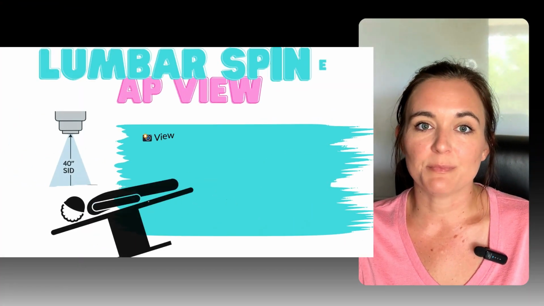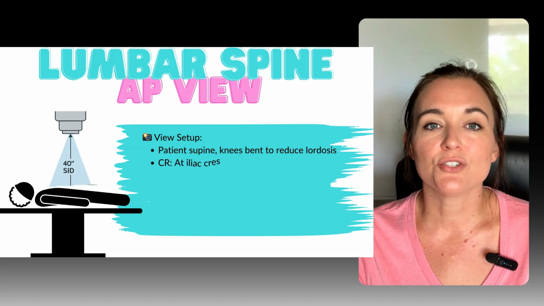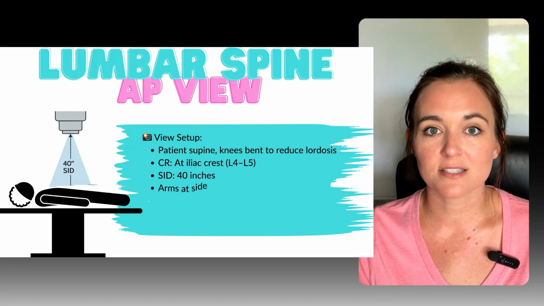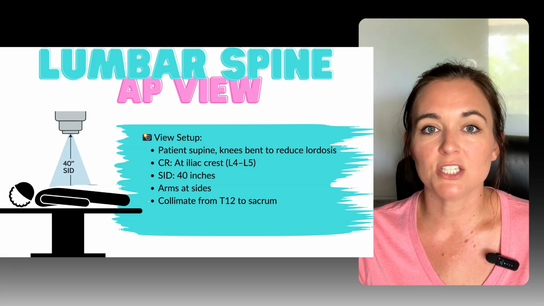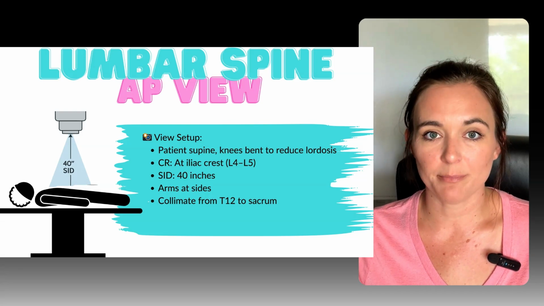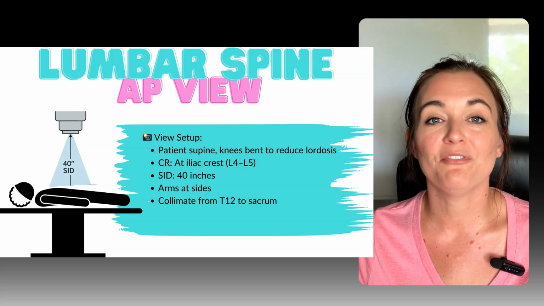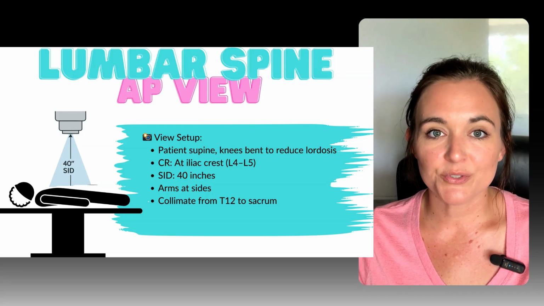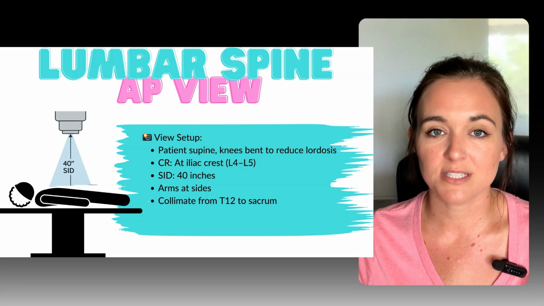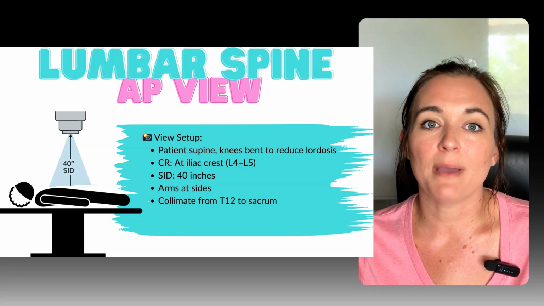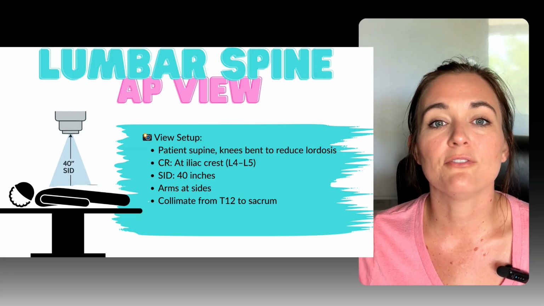The AP lumbar spine. Start with your patient supine, lying flat on their back. Your central ray goes to the iliac crest, which is roughly at the L4, L5 level. Use a 40-inch SID, and here's a pro tip. Have them bend their knees up slightly or put a cushion under them to help flatten the lumbar curve. That reduces lordosis and helps the vertebrae lie parallel to the table. If you skip this, their back arches off the table, and your image may be distorted or have foreshortening.